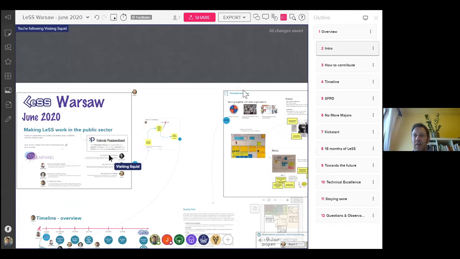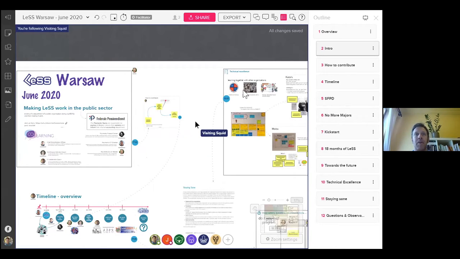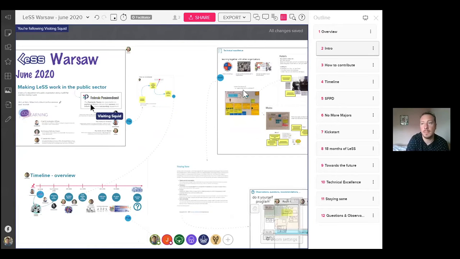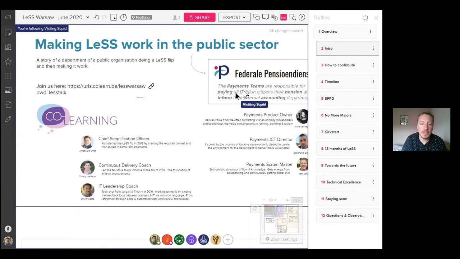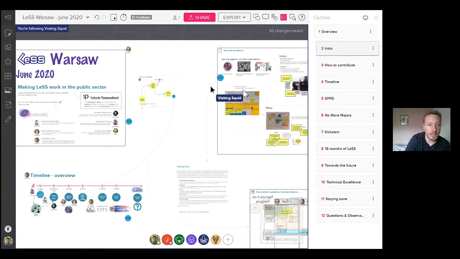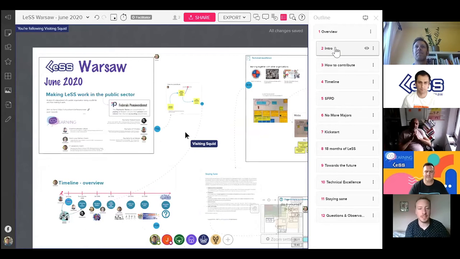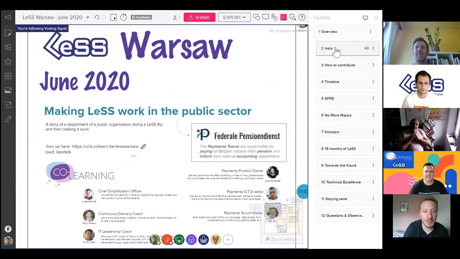Tom is one of the lead Scrum masters of this endeavor, and maybe Tom, you can go a little bit over the introduction, introducing the protagonists of this story. Okay, great. So first of all, my name is Tom. I'm an internal agile coach and Scrum master. So I work for the Federale Pensioendienst, the pension service. I've been working there as an agile coach for a few years now, and since September last year, I got a promotion to be a Scrum master in the LeSS bubble, which I was very happy about.